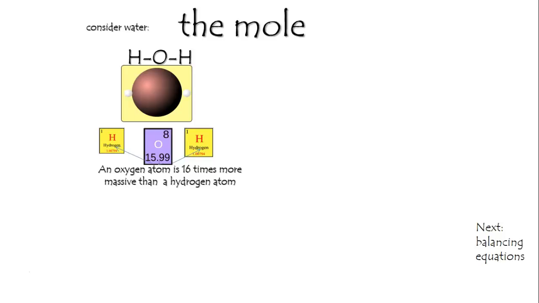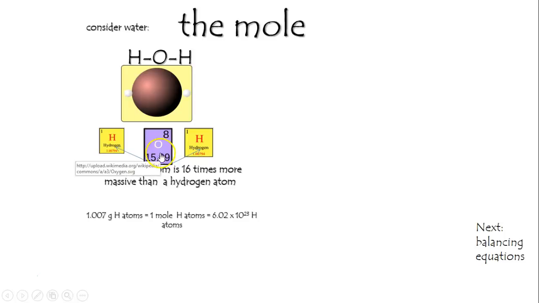An oxygen atom is 16 times more massive than a hydrogen atom, and therefore if you want a mole of hydrogen atoms, that being 6 times 10 to the 23rd of them, you're not going to count them, you're going to weigh out 1.007 grams. This shows up under every element on the periodic table as its average molar mass, and it's how much you need to weigh out to have an equivalent number.